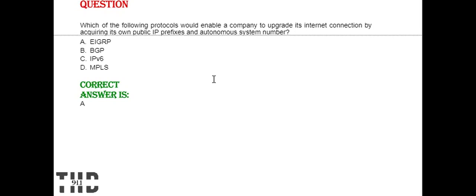Which of the following protocols would enable the company to upgrade its internet connection by acquiring its own public IP prefixes and autonomous system number? Option A, EIGRP. Option B, BGP. Option C, IPv6. Option D, MPLS. The correct answer is option A.